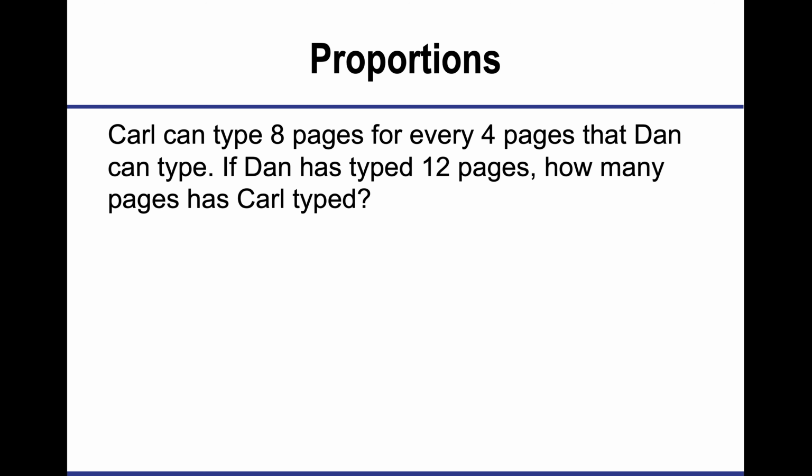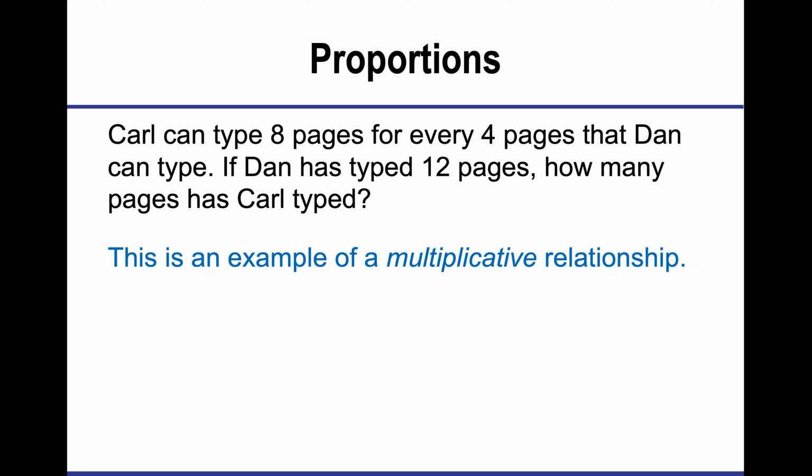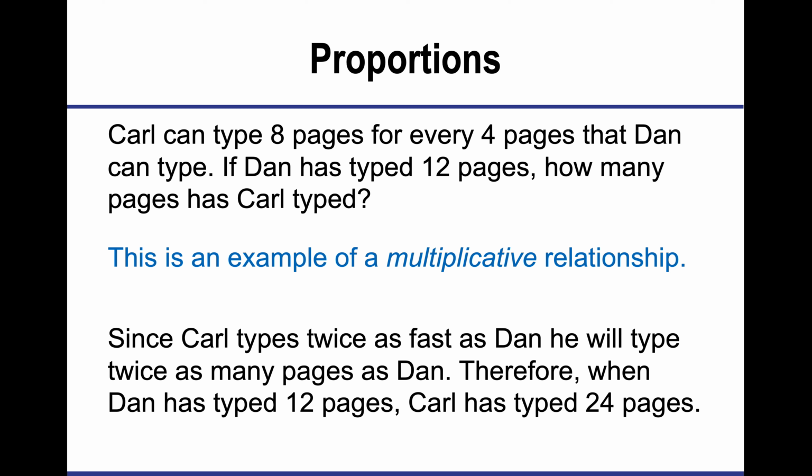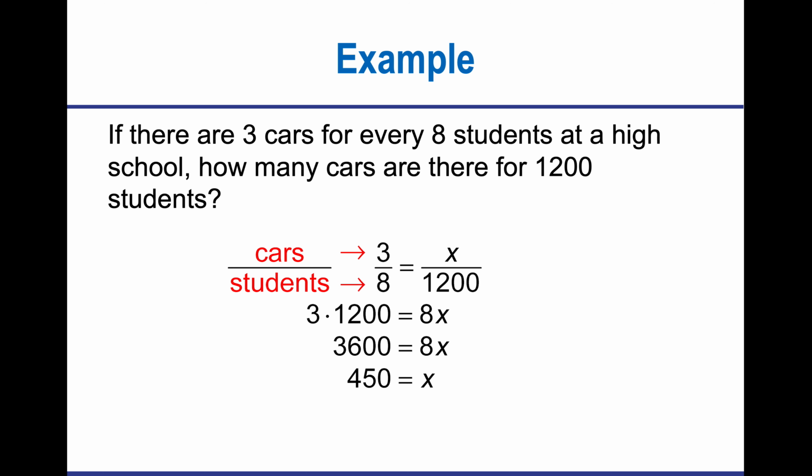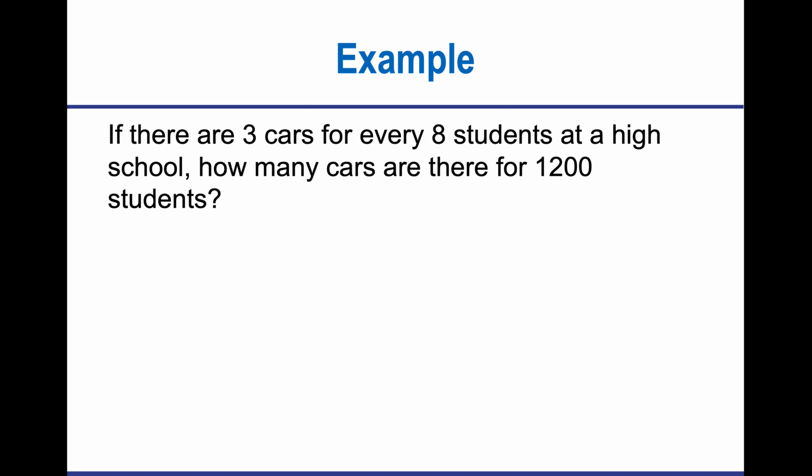If Carl types 8 pages for every 4 that Dan does, and Dan typed 12 pages, how many did Carl type? Well, this is a multiplicative relationship. Since Carl is basically typing twice as quickly as Dan, then I would be able to say 24 pages. Notice I'm not really setting up a proportion. I'm not really solving it because these are kind of mental math.